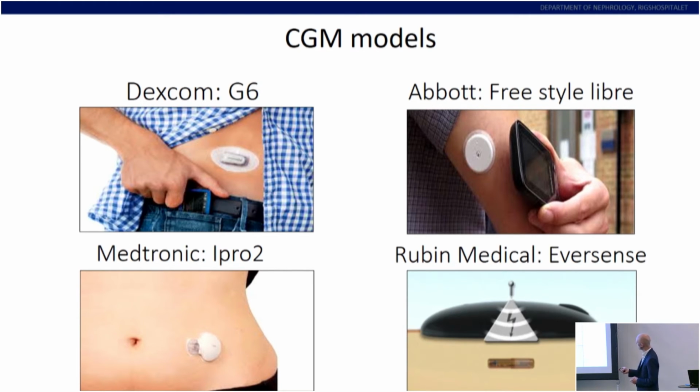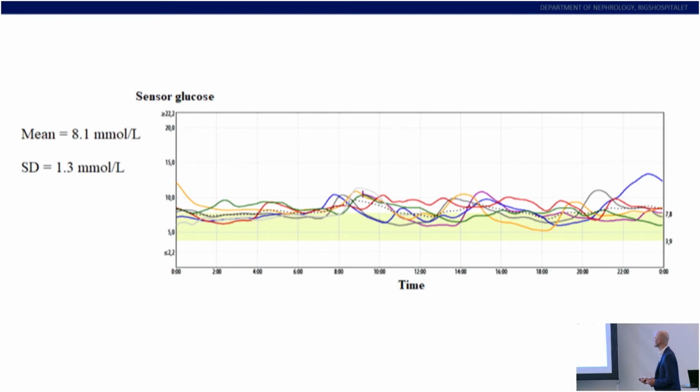And then there's one from Ruben Medical. It's a bit like a loop recorder: you install a device underneath the skin, and it can stay there for 6 months. And then you have a receiver on the skin, and that can transmit the results to a cell phone also. So there are different models with different advantages.